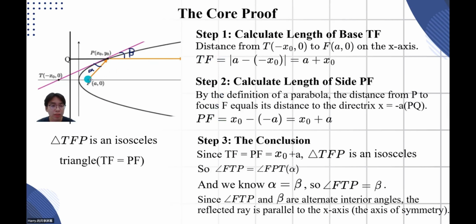So TFP is an isosceles triangle. So alpha equals angle FTP, and we know alpha equals beta, so beta equals angle FTP. And we know beta and FTP are alternate interior angles. So the reflected ray is parallel to the x-axis.